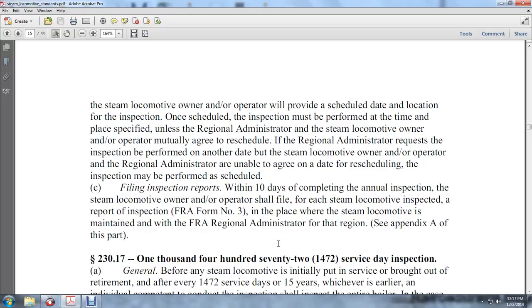Filing inspection. Within 10 days of completing the annual inspection, the steam locomotive owner and operator shall file for each steam locomotive inspected the inspection report, FRA form number 3, in the place where the steam locomotive is maintained, and with the FRA regional administrator for the region. See Appendix A of this part.